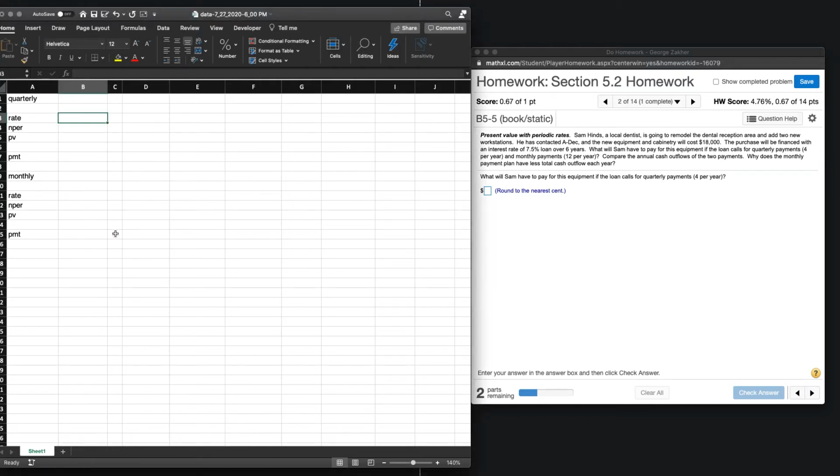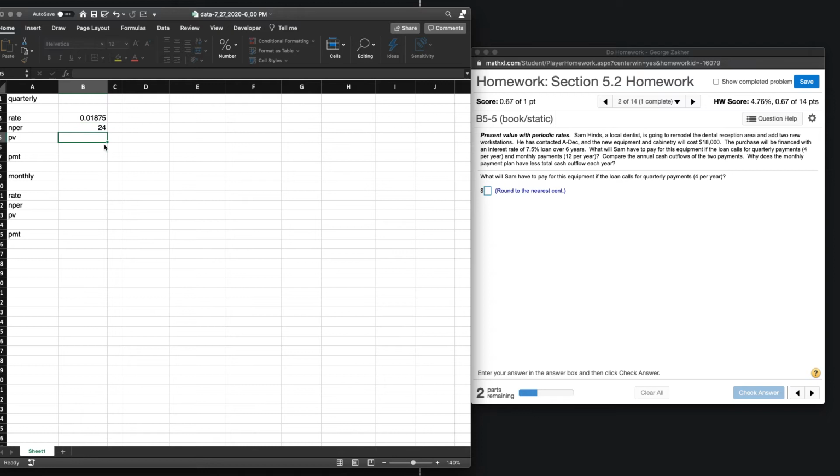Okay, so when we're determining our rate for our quarterly, we know that this is an annual rate of 7.5%. So we're going to take that rate and divide it by 4 because it's 4 quarters in a year. Now for the number of periods, again, we know it's over 6 years, but what we're trying to determine is how many periods we're actually going to be paying. And since we're paying quarterly, we have to multiply that by 4.